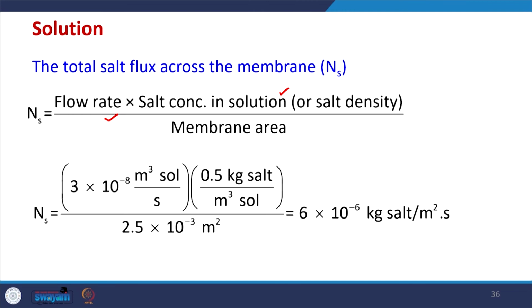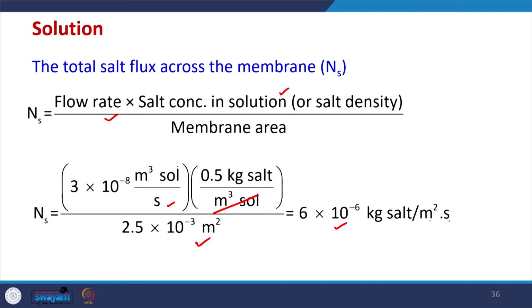So, through this we can find out. The flow rate is 3 into 10 raised to minus 8 meter cube per second, already given, and it is also given that the salt concentration is 0.5 kg salt per meter cube. This is known, and the membrane area that we are using is 2.5 into 10 raised to minus 3 meter square. So, if we solve it, it will be 6 into 10 raised to minus 6 kg salt per meter square per second. This is how we will solve it.